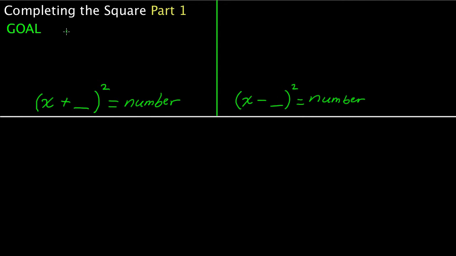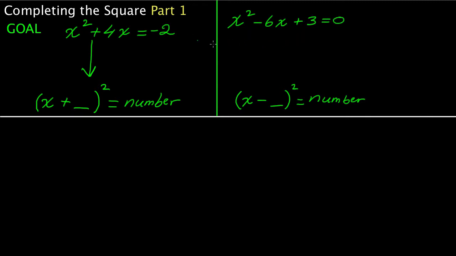For example, if I have an equation like x squared plus 4x is equal to negative 2, I want to know how to use the addition principle of equality to transform this into an equation that looks like a perfect square on the left side and a number on the right side. Because once I do that, again, I can use the square root principle. Or an equation that looks like this, x squared minus 6x plus 3 equals 0.